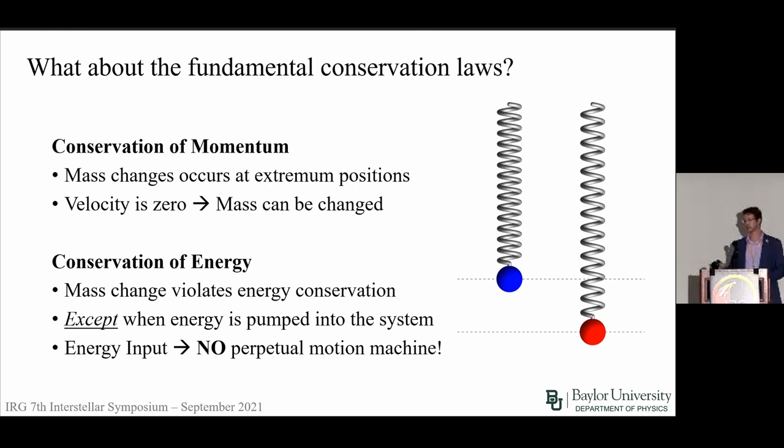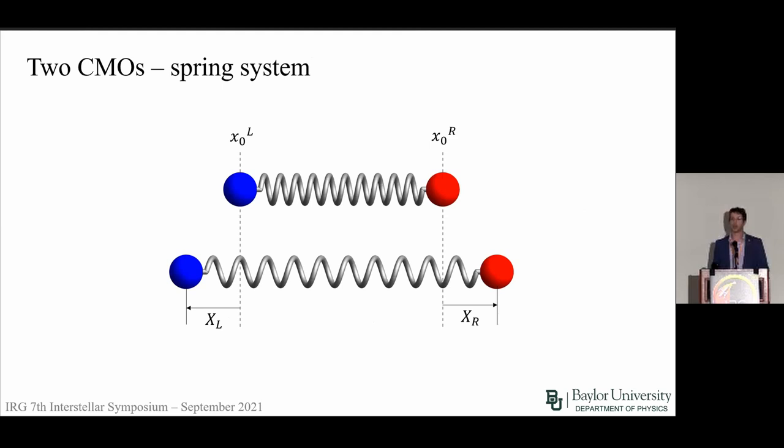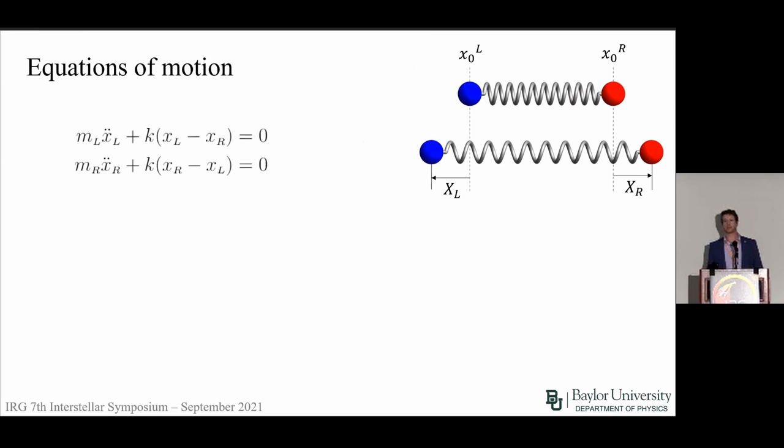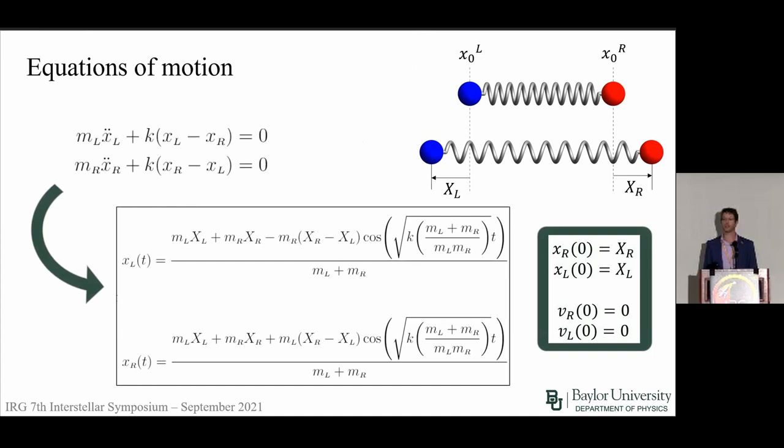Now we're going to look at the 2 CMO, one spring system, where we have 2 controllable mass objects attached via a spring, in free space with no additional forces like gravitational forces interacting with the system. The equations of motion for this system are the standard equations of motion for any 2-object, 1-spring system, and we can solve these to get the displaced positions as a function of time.